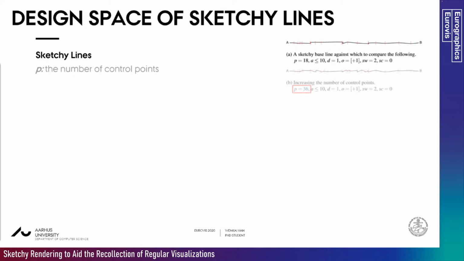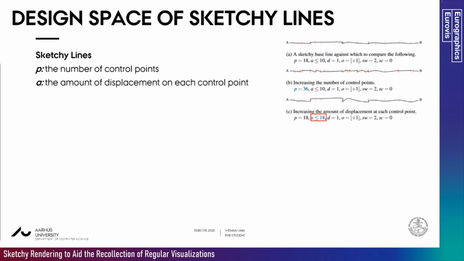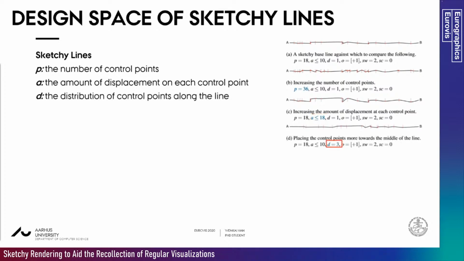First, P stands for the number of control points. The more control points one uses, the more deviations from a straight line will appear. Next, A stands for the amount of displacement on each control point. This amount captures how far from the straight line a control point can be placed, which is randomly chosen from an interval of A. Here we can see when the interval of A increased from 10 to 18, the displacement of sketchiness also increased.